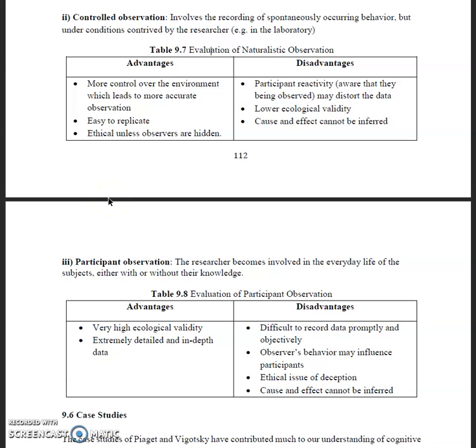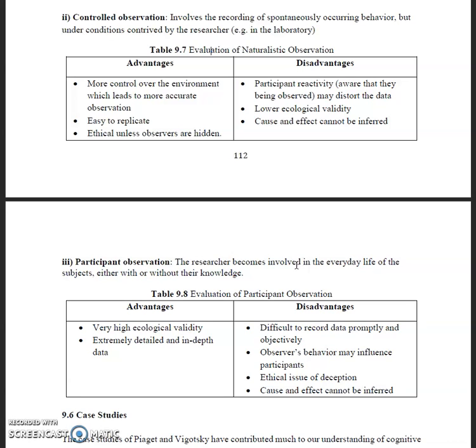Right, the third and final type will be the participant observation. Now, this is like a creepy researcher, because now the researcher becomes involved in the everyday life of the subjects. Okay, so using the same example of observing the homeless person, the researcher will also become homeless to blend in together with the homeless person.